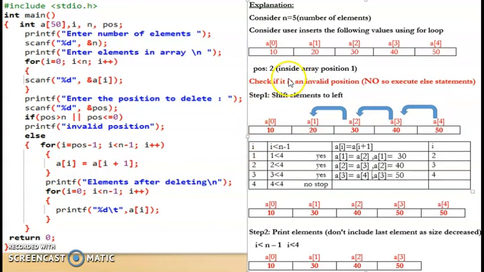So considering this example, we will initialize i value to position minus 1. Position was 2, so i value will be initialized to 2 minus 1, that is 1. Then it will check if i is less than n minus 1.